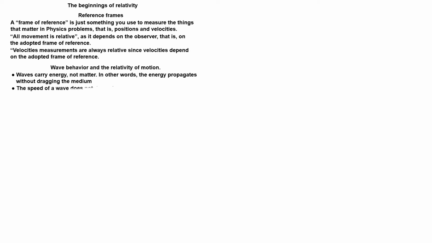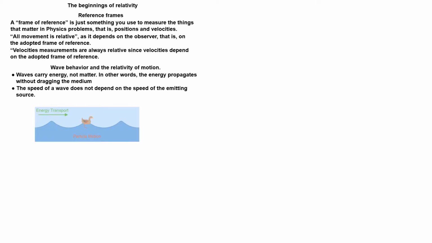The speed of a wave does not depend on the speed of the emitting source. The first statement above is easily observable. When you throw a stone into a lake, you see circular waves moving away from the point where the stone fell, making the water ripple up and down. But the water particles are not dragged by the wave.